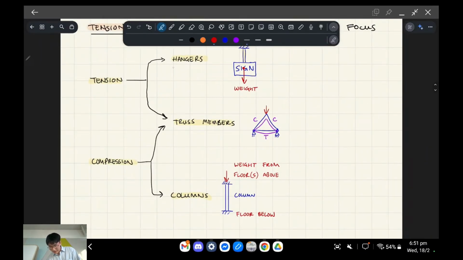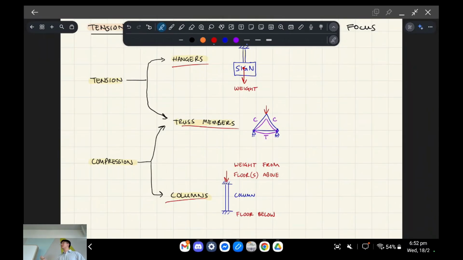So generally speaking, we end up getting three types of members out of this. The first one are hangers. This could be a sign that's hanging, or that projector or that fan. The metal rod that's holding it up is a tension hanger.